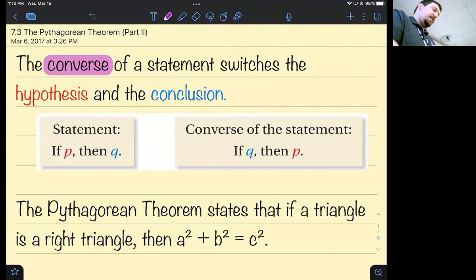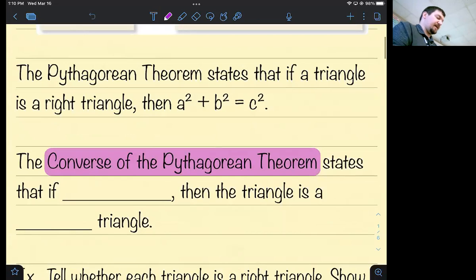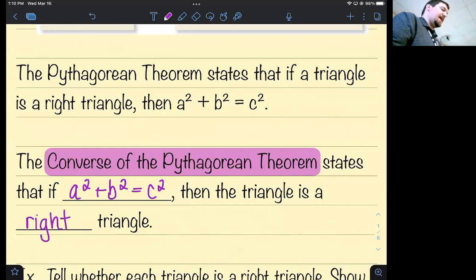So if statement number one is if P, then Q, then statement number two, the converse, would say if Q, then P. The Pythagorean theorem states that if a triangle is a right triangle, then a squared plus b squared equals c squared. The converse of the Pythagorean theorem is going to state that if a squared plus b squared equals c squared, then that triangle is a right triangle. Switching the hypothesis and conclusion around.